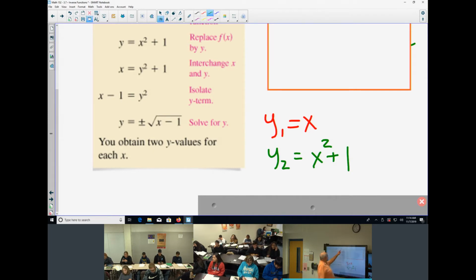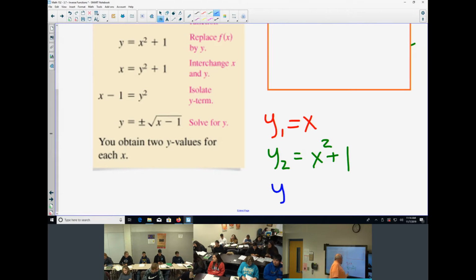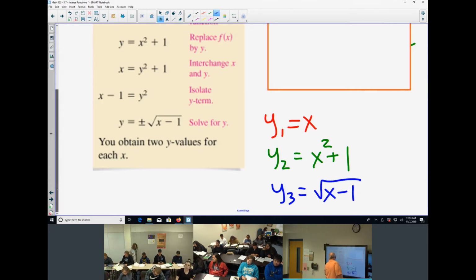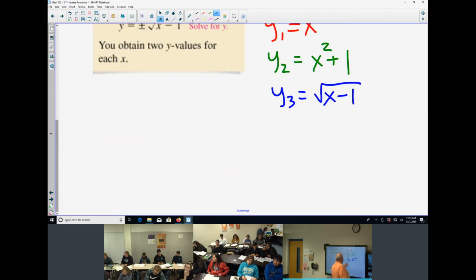And then normally for y3, you would plug in what you've got for the inverse. But this is kind of a weird one because it's plus or minus. So in this case, you would actually have a y3 and a y4. You would get the square root of x minus 1 for your y3, and then your y4 would be negative square root of x minus 1.